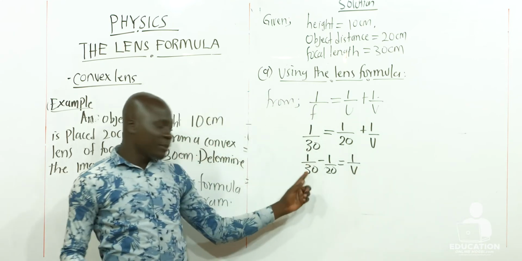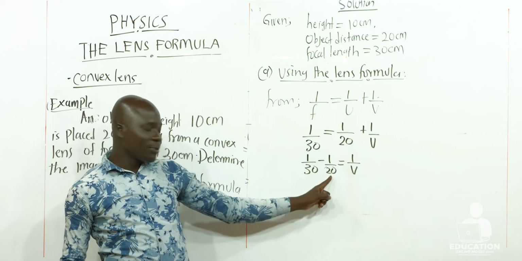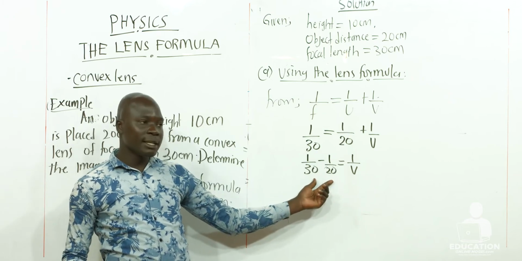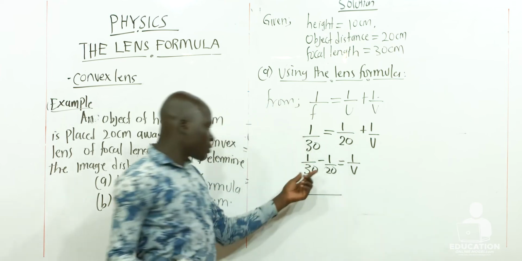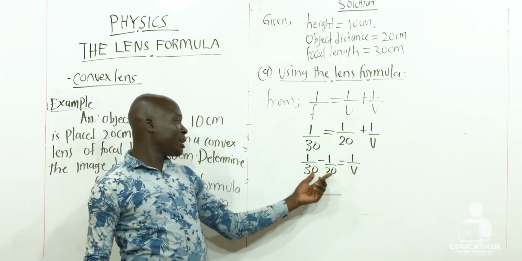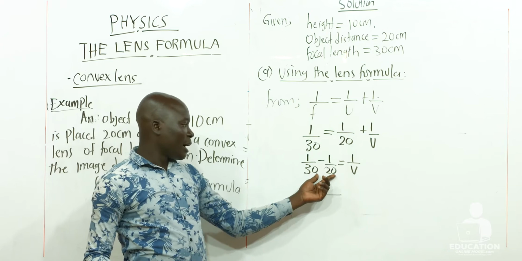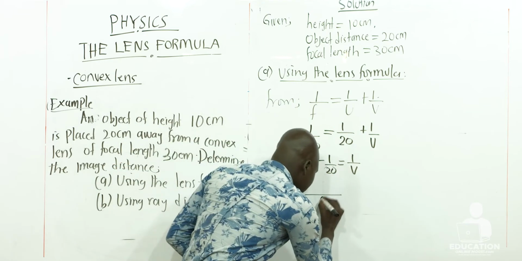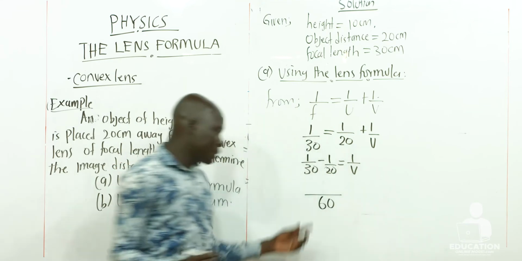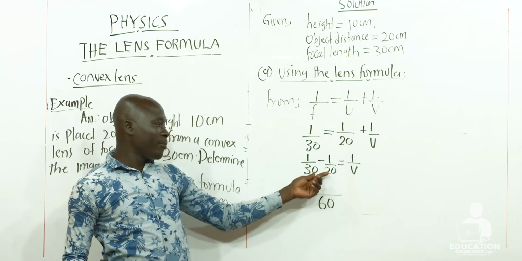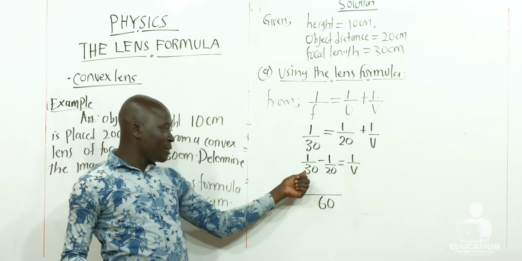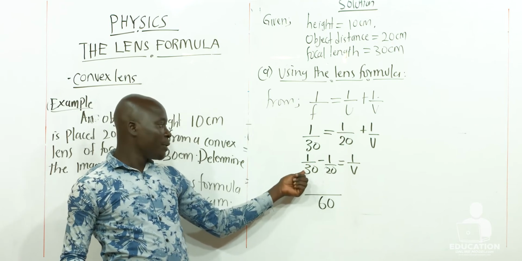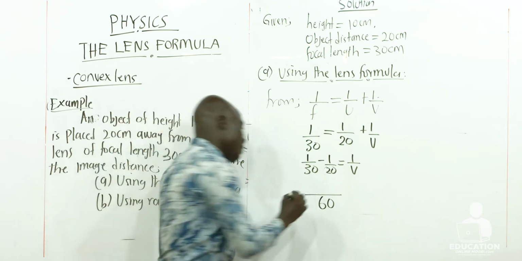Now we have 1 divided by 30 minus 1 divided by 20. We are going to get the LCM, that is the lowest common multiple. The lowest common multiple, that is the smallest number that can divide both 30 and 20, is 60. So now when you divide 60 by 30, you are going to get 2. Then 2 times 1 is 2.